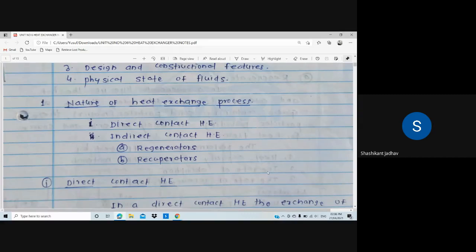Nature of heat exchange process मध्ये आणखी दोन टाइप आहेत. So in that write down first: direct contact heat exchanger. And second, indirect contact heat exchanger.